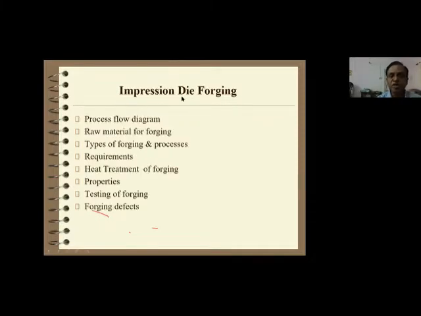Now coming back to impression forging, there are different steps that are normally followed, like the process flow diagram, then raw material, which is required for any forging. Then there are varieties of types of forging and their processes. Then the heat treatment and properties, then certain testing of the forgings, and we see some forging defects. So one by one we will go into details of that.